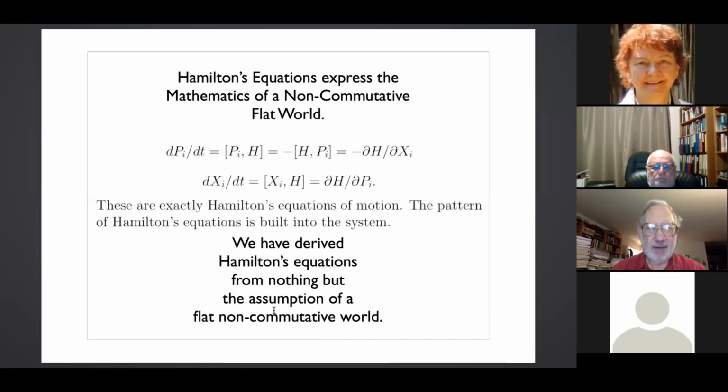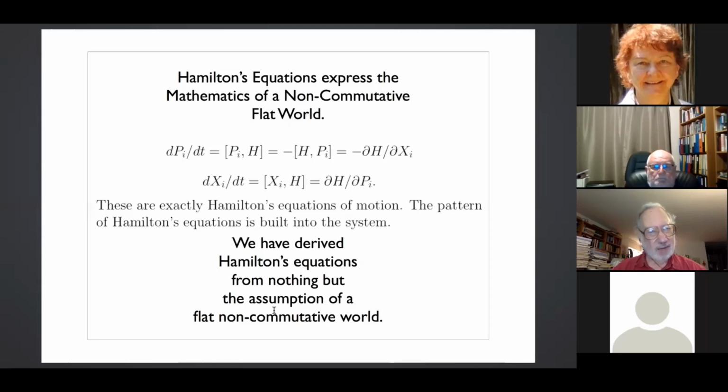And then, in fact, we have Hamilton's equations as a tautology. The tautology I'm just going to prove for you here, and then I'll make a remark. Suppose I wanted the derivative of pi with respect to t. That's the commutator of pi with h. But that's minus, because when you switch the order, you change the sign of the commutator. That's minus the commutator of h with pi, but by definition, that's minus the derivative of h with respect to xi. And what about the xi dt?